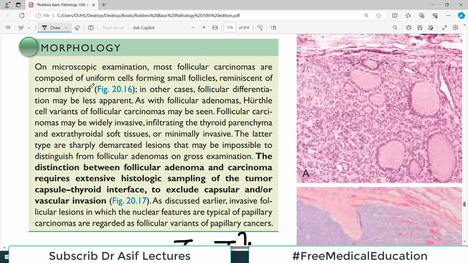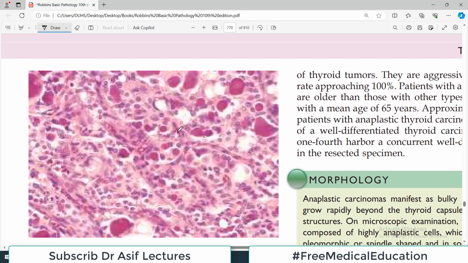Most follicular cancers are composed of uniform cells forming small follicles. That's why they're called follicular carcinoma. And if you look at the diagram here, you typically identify the follicular cells. There are no papillary structures there.